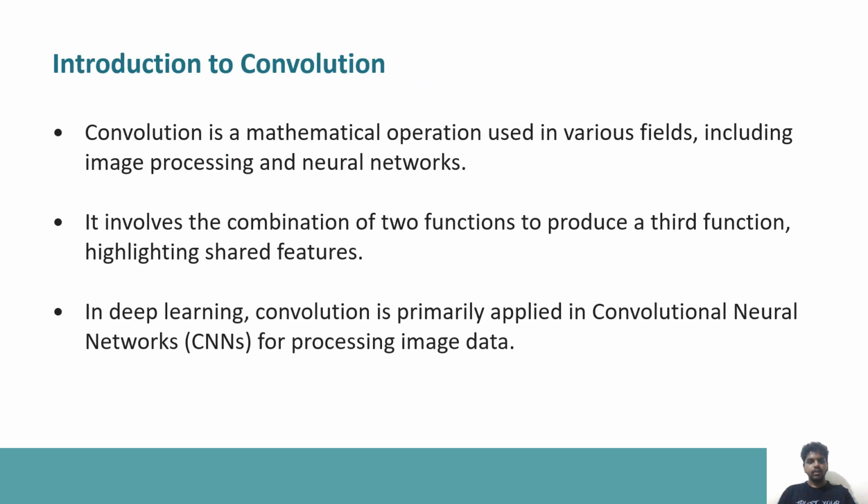Introduction to convolution. Convolution is a mathematical operation used in various fields, including image processing and neural networks. It involves the combination of two functions to produce a third function, highlighting shared features. In deep learning, convolution is primarily applied in convolutional neural networks, called CNNs, for processing image data.